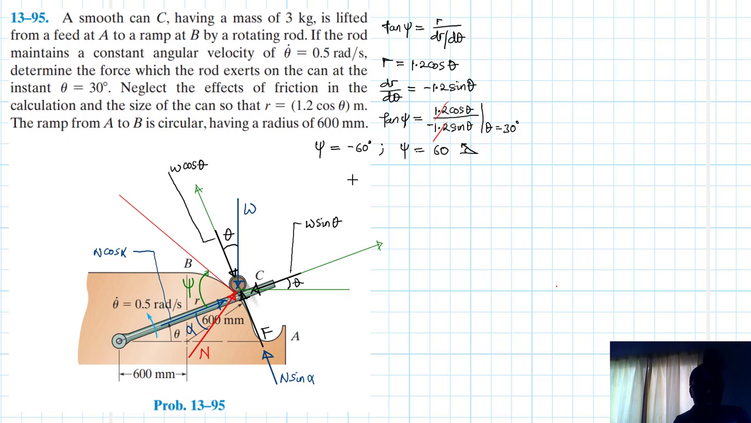Alright, which is clockwise. And then our alpha is just equal to 90 minus psi, which is equal to 90 minus 60 degrees, and this is equal to 30 degrees.